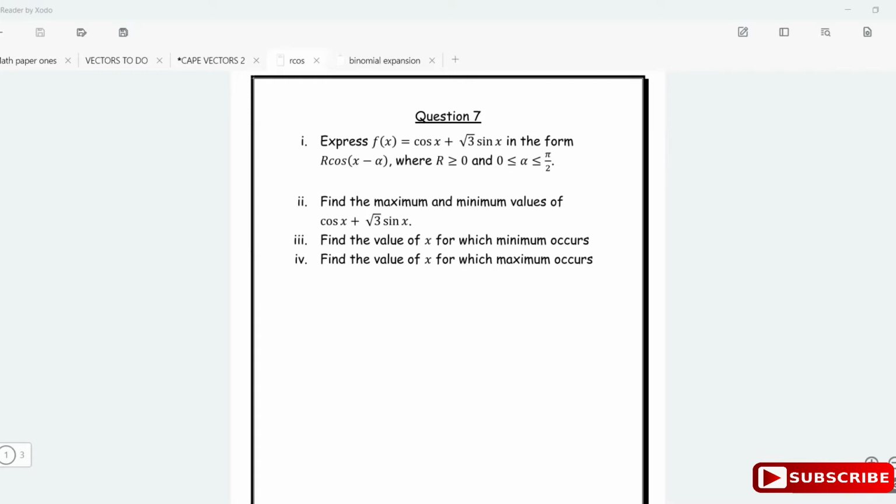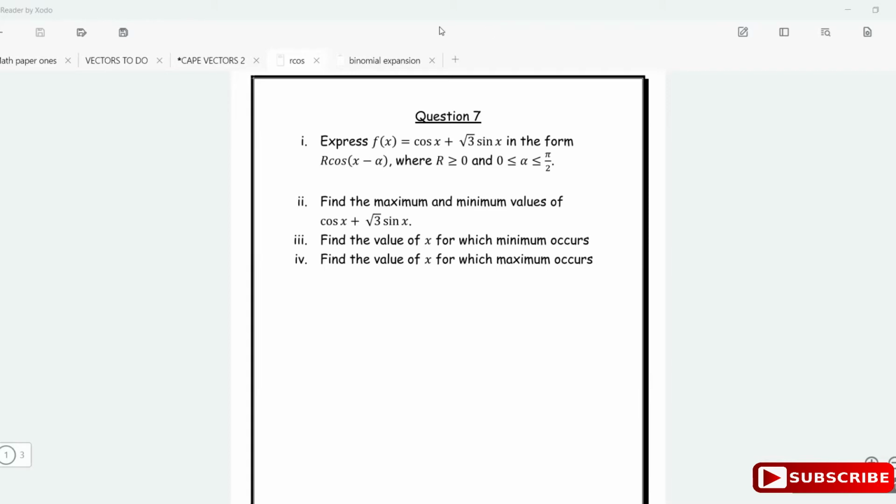All right, so we're going through this right here, writing in the RCos form. This question says, f of x is equal to cos x plus root 3 sine x, and we're supposed to write it in the RCos form. So this is f of x. To write it in the RCos form, first you need to find your r and your alpha, where r is greater than 0 and alpha is in your first quadrant, between 0 and pi by 2.